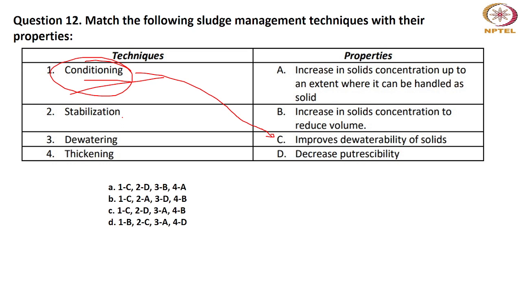Then the stabilization decreases the putrescibility or the odor, the bad smell. Then we go for the dewatering. Dewatering increases the solid concentration up to an extent where it can be handled as solids. Then the next one is thickening, which is the increase in the solids concentration to reduce the volume. So it will increase the solid concentration and reduce the volume.